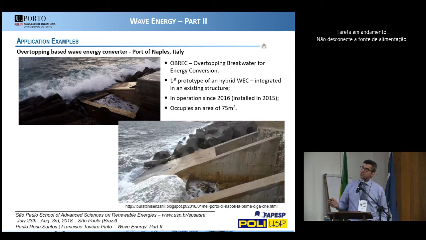So it's in operation since 2016. But they don't have yet the turbines installed. They are planning to install them in a short time, but they have not yet installed the turbines. But since it is a small and pilot installation, the power will be small.